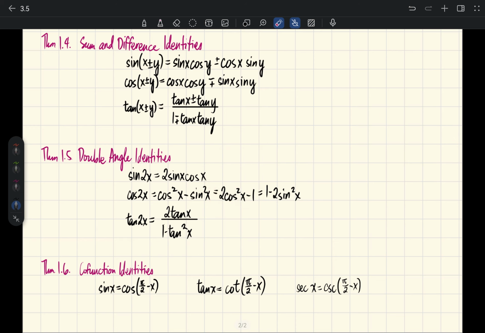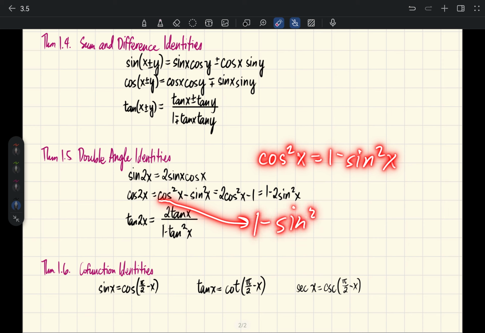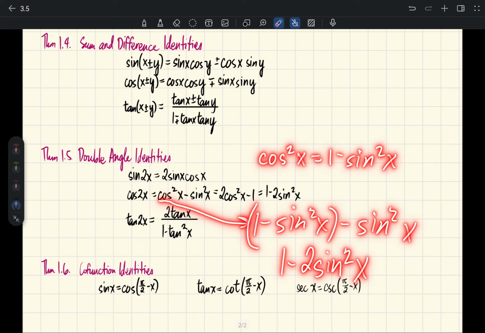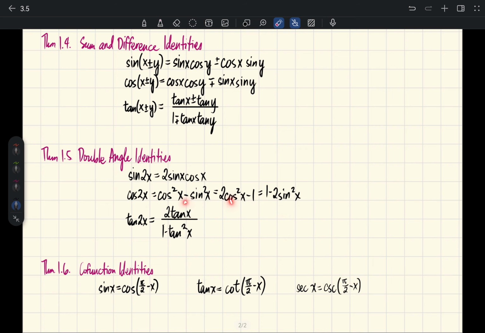And for the second one, it's just the same thing, but this time what you'll change is the cosine. So by taking note that cosine squared x equals 1 minus sine squared x, we get here 1 minus sine squared x minus sine squared x, you get 1 minus 2 sine squared x. So these three here are equivalent formulations of your cosine 2x.